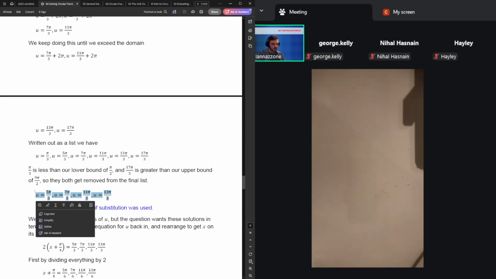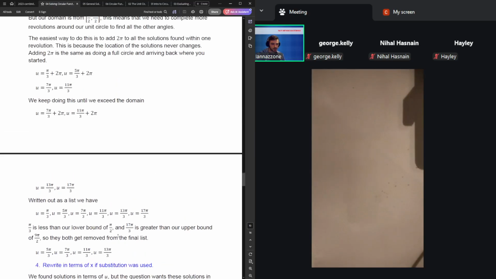There's a bit more to it than that, which we'll go into, but I'll just pause for now to see if there's any questions so far. All we've done is find our two solutions on the unit circle, add or subtract 2 pi repeatedly until we've mapped out everything that would fit in that domain. Any questions up till now?